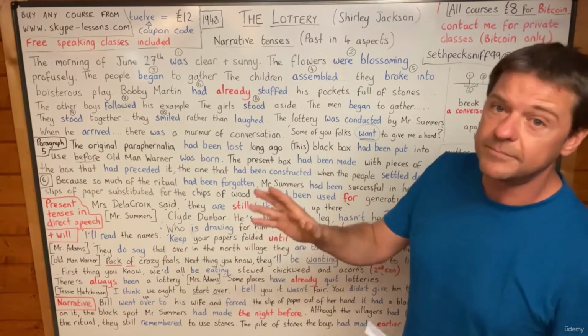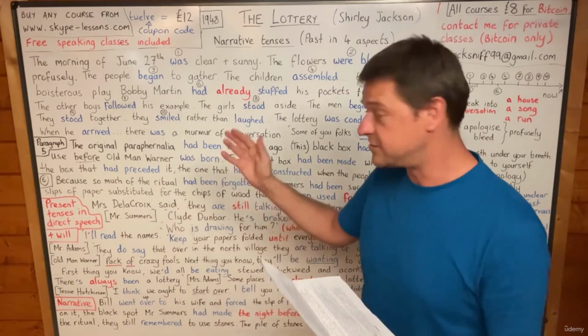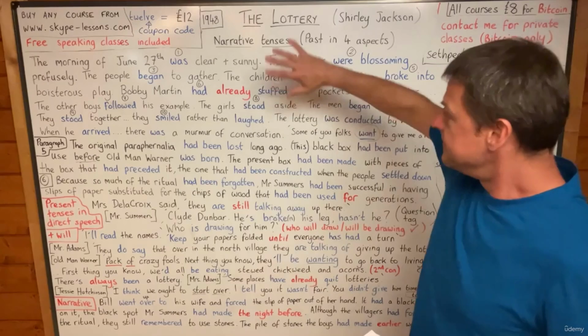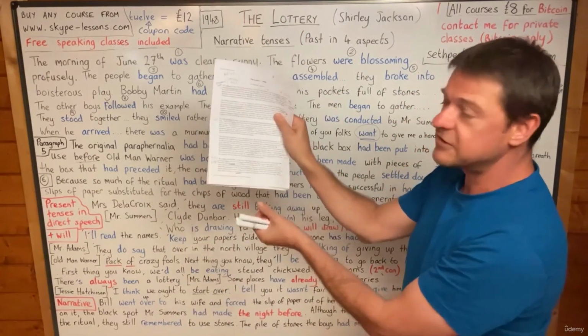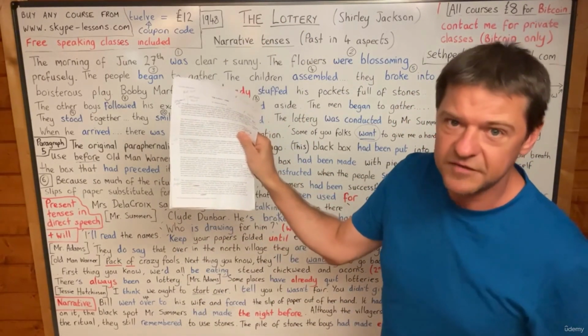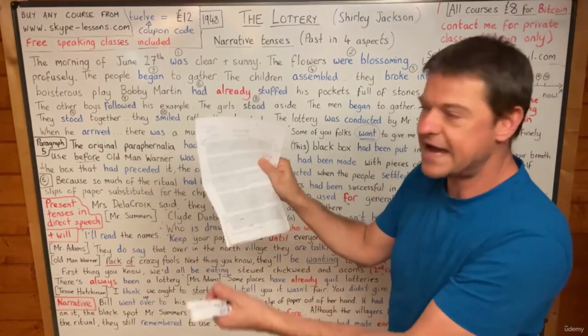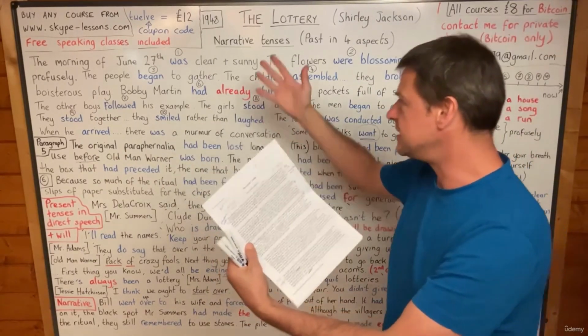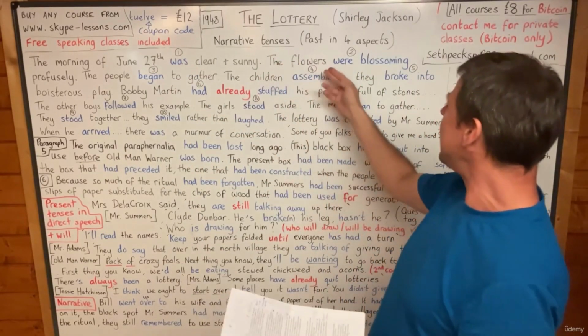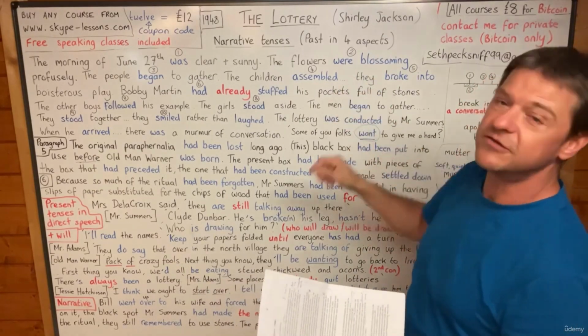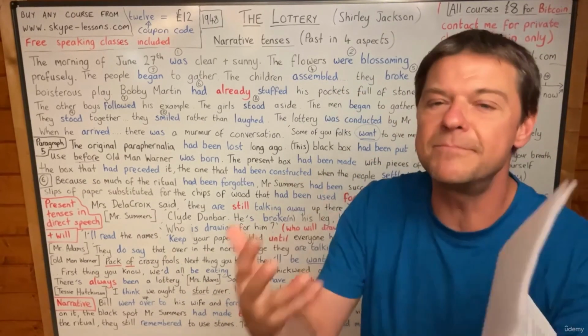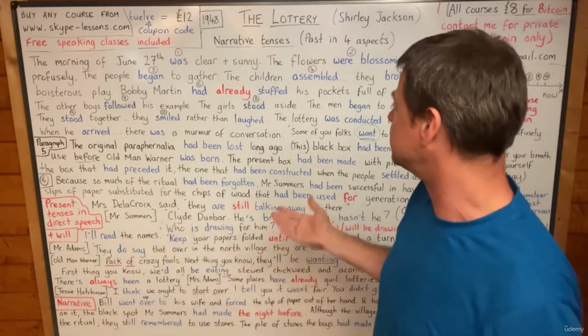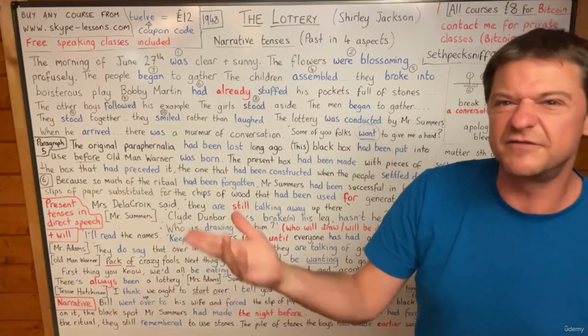There are a couple of examples of present continuous coming a bit later. But you'll notice that the first four paragraphs only contain past tense, because it's a narrative. The narrator's telling you this story. So the flowers were blossoming. Remember, we use continuous to say that we were in the middle of something, in the middle of an action.